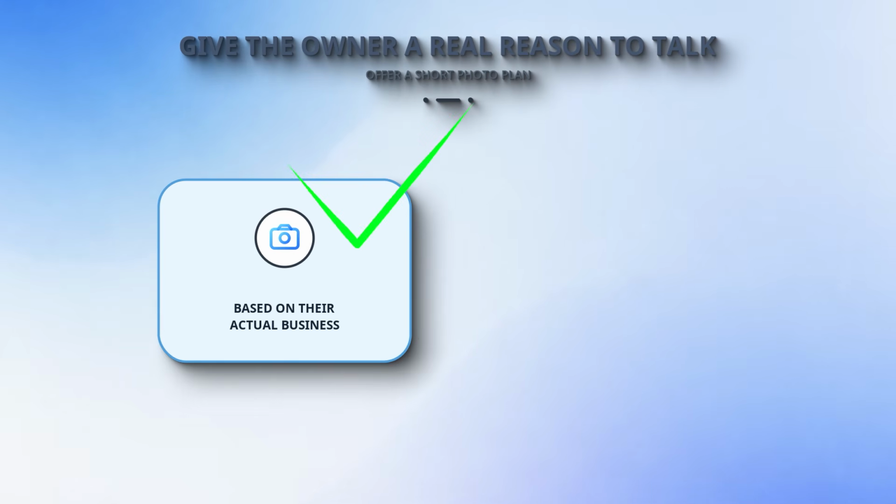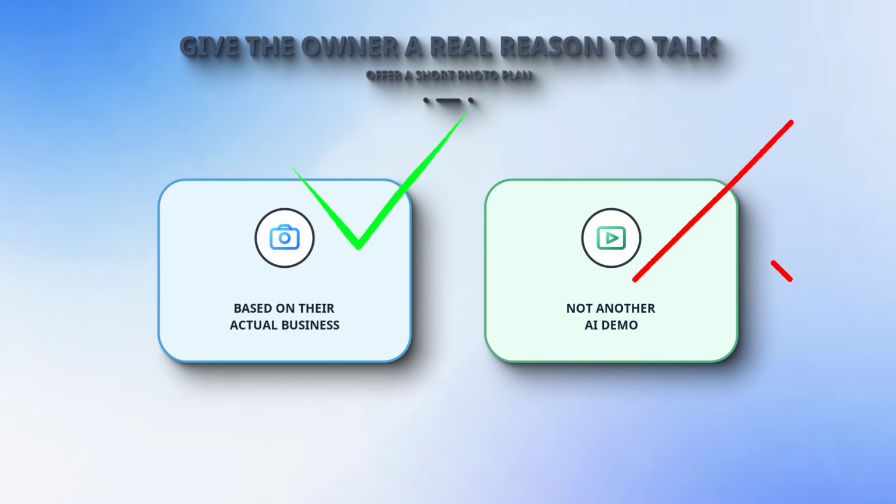Start in your own backyard with one public profile. Build a sample audit without changing anything. Label the visible evidence, run the 5-lane prompt, and correct every uncertain conclusion yourself. Then, give the owner a real reason to talk to you. Offer a short photo plan based on their actual business, not another AI demo.